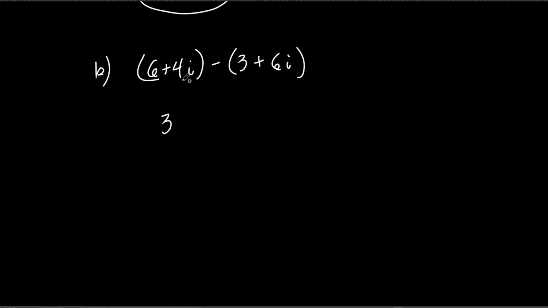Now let's add the imaginaries. I got 4i minus 6i. What's 4i minus, even though you see a plus here, remember this negative is being distributed through, right? So it's 4i minus 6i, which is negative what? 2i, and that's your answer. It's like baby stuff now, isn't it?